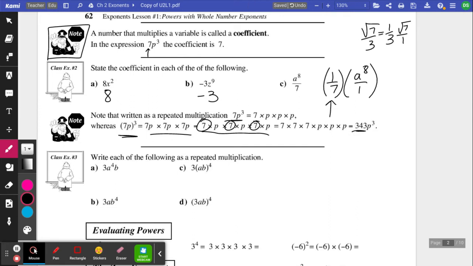343. And p times p times p, and we're just going to write it as p to the third power. Catching on? Picking up what I'm laying down? All right. So, here we go.